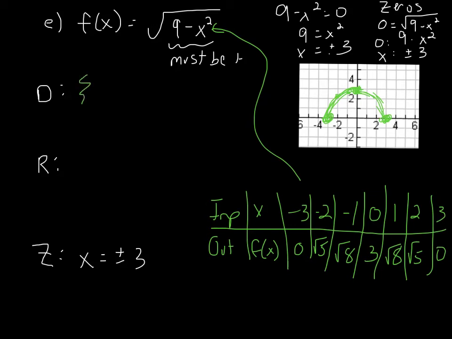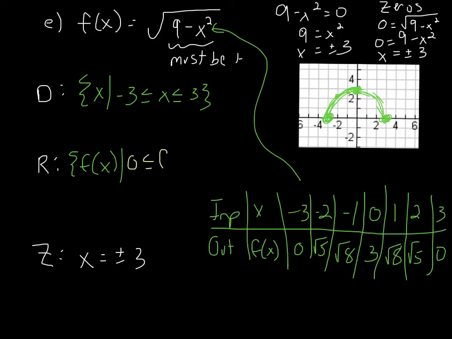So your domain, all x's, from negative 3 to 3. That's all you're allowed to plug in. Range? Look at these numbers down here. The smallest you see is 0. The biggest you see is 3. Look at the graph. Up to down. It starts at 0 and goes up to 3. That's your range. Sweet. So 0 less than or equal to f of x less than or equal to 3. And we already did the zeros on that one. Sweet. That was a good one. I like that one a lot.